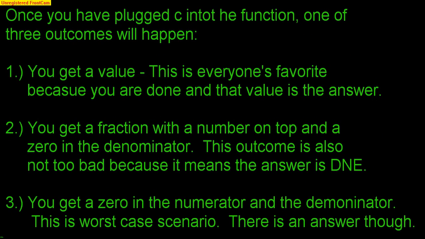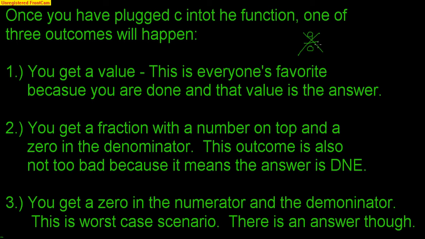Once you've plugged c into the function, one of three outcomes will happen. First, you'll get a number, an actual real value. Square roots are okay. Fractions are okay. Number on top, zero on the bottom is bad, obviously. But anytime you get an actual number, that's your answer. You're done. Simple.